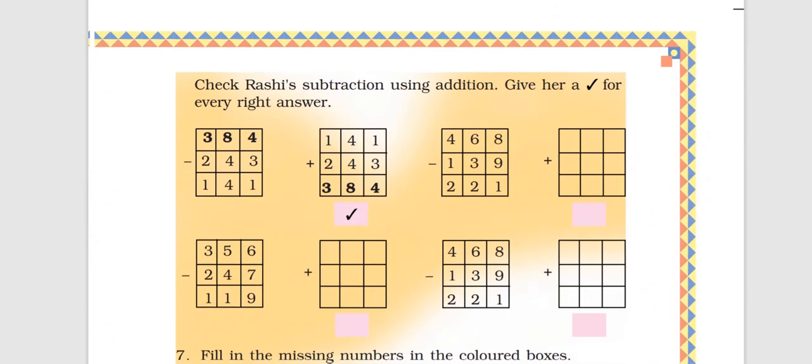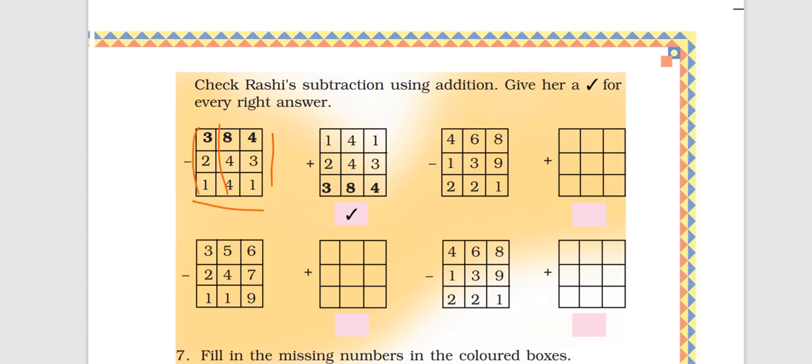The next one is check Rashi's subtraction using addition. Give her a tick mark for every right answer. Okay, we need to check Rashi's work. 4 minus 3 is 1, which is correct. 8 minus 4 is 4, which is correct. 3 minus 2 is 1, which is correct.